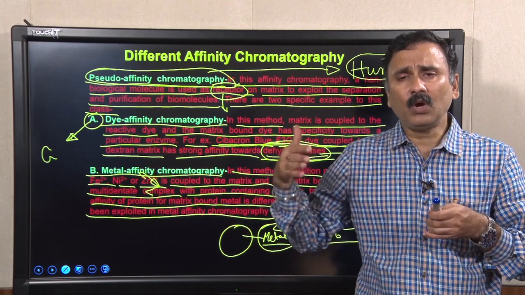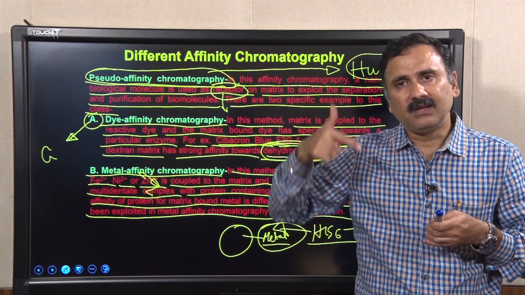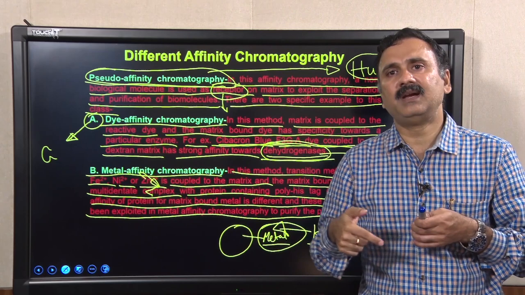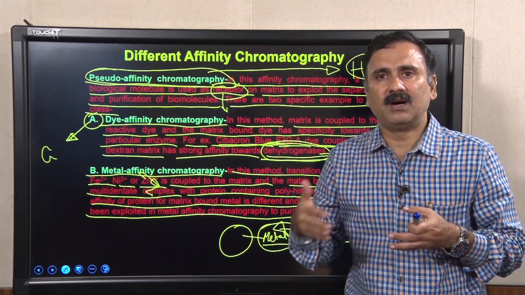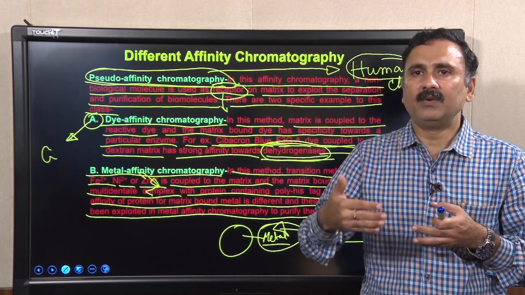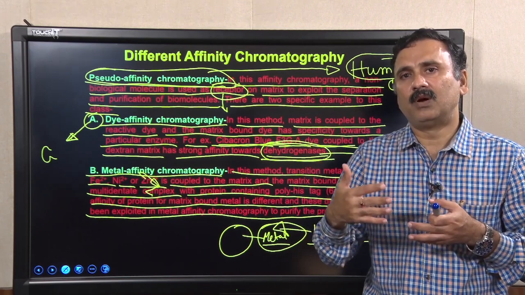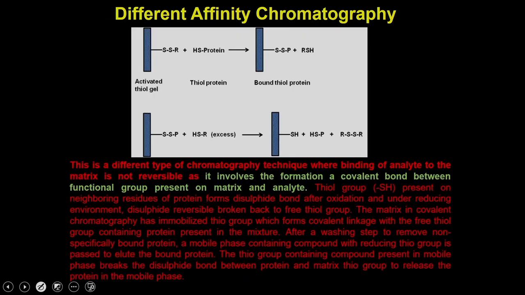So all other proteins are not going to bind these beads, whereas your recombinant protein, which contains the histidine tag, is going to bind. And ultimately you can supply a competitive ligand, and that's how you can elute the bound protein from the column.